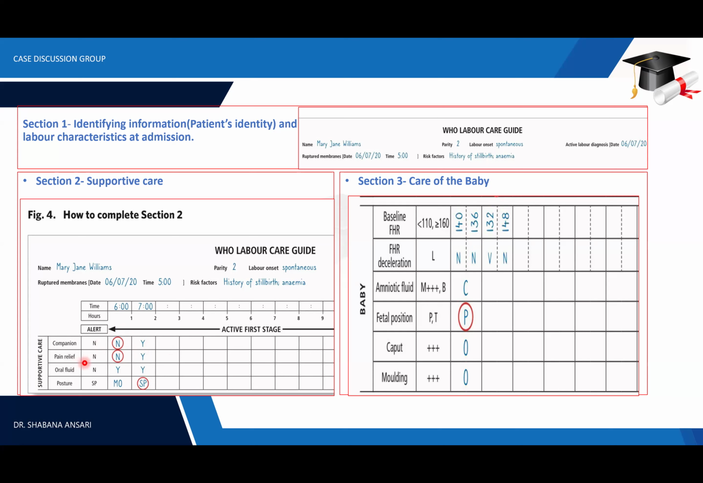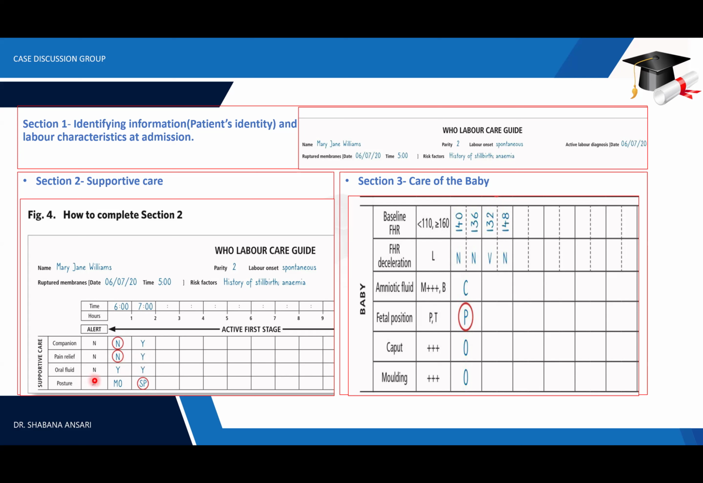If there is any pain relief or no, so if no pain relief, we will mention N and circle it with red. It is an alert. And if the patient is ready, then we can ask our anesthetist to provide the pain relief. And if pain relief is given, then we have to mention Y.